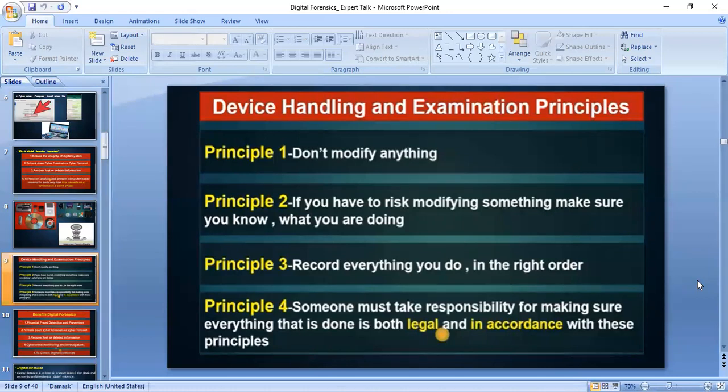Now the fourth principle: someone must take responsibility for making sure everything is done both legally and in accordance with the principles. Whatever evidence you are collecting or preserving, make sure it is legal. So these are the rules and regulations, the principles you follow to examine your evidence. Next, please.